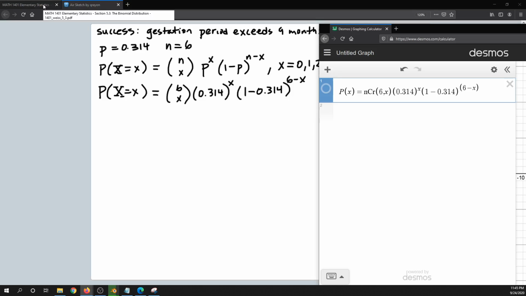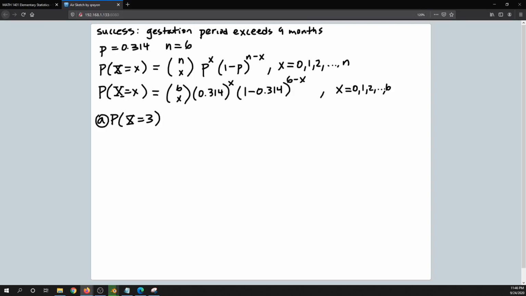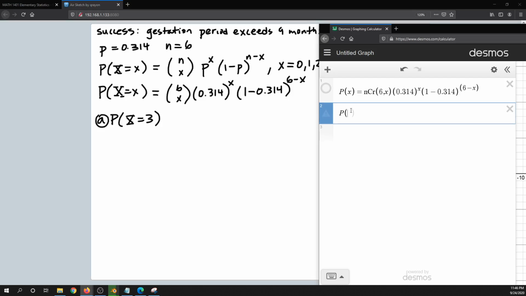Going back to the problem, in part A, they want us to calculate what's the probability that x equals 3. Let's just double check. Yeah, part A, what is the probability that the number of successes is exactly 3? If you have it punched in this way, then all you have to do to plug in the 3 is put p of 3 there, and it will plug that in for you. And you can just read off the value there. If we're rounding to, say, 3 decimal places, that's going to be 0.200. So that's what we get for part A.